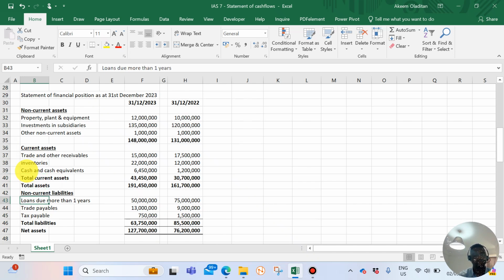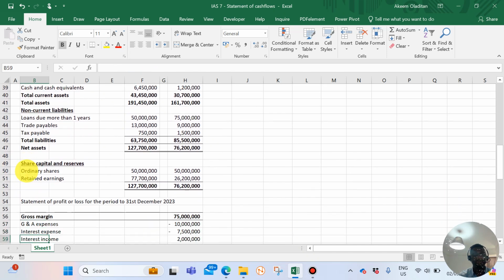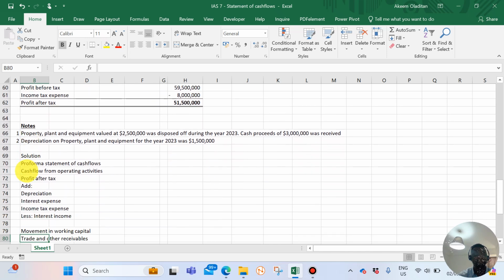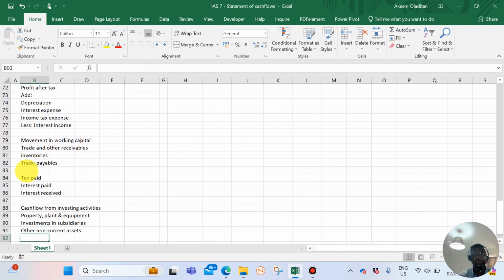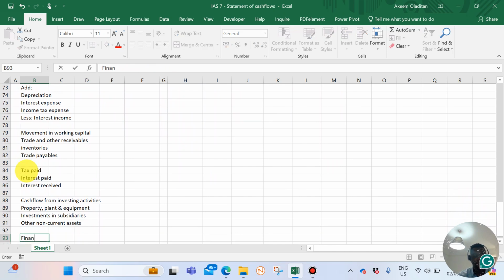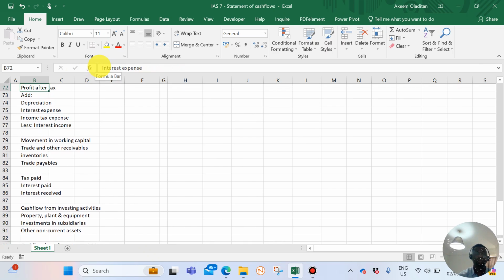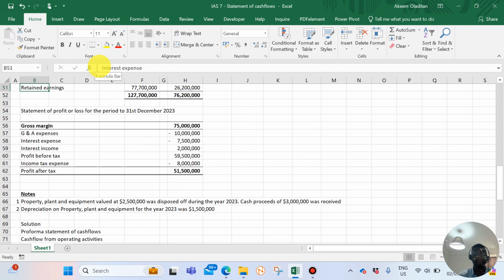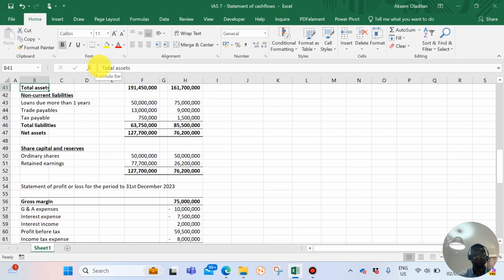Then I'll go to financing activities. That's the last part of it. That is cash flow from financing activities. So what are the financing activities that we have? We have loans. Don't forget. We have loans. We have shares. Copy both of them.